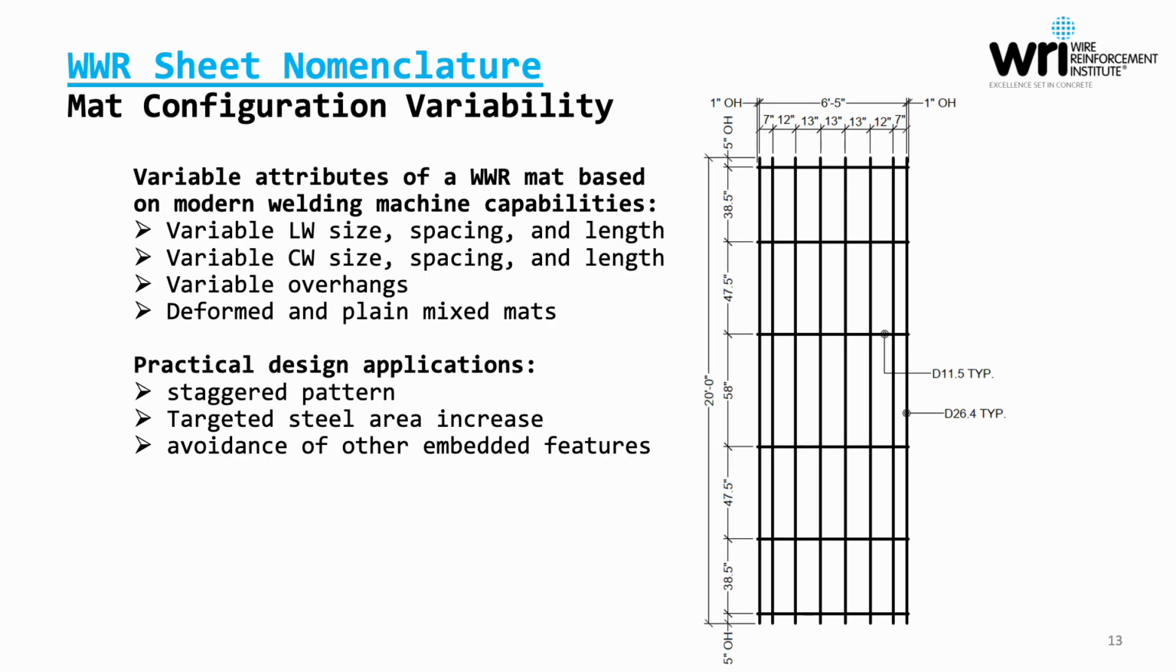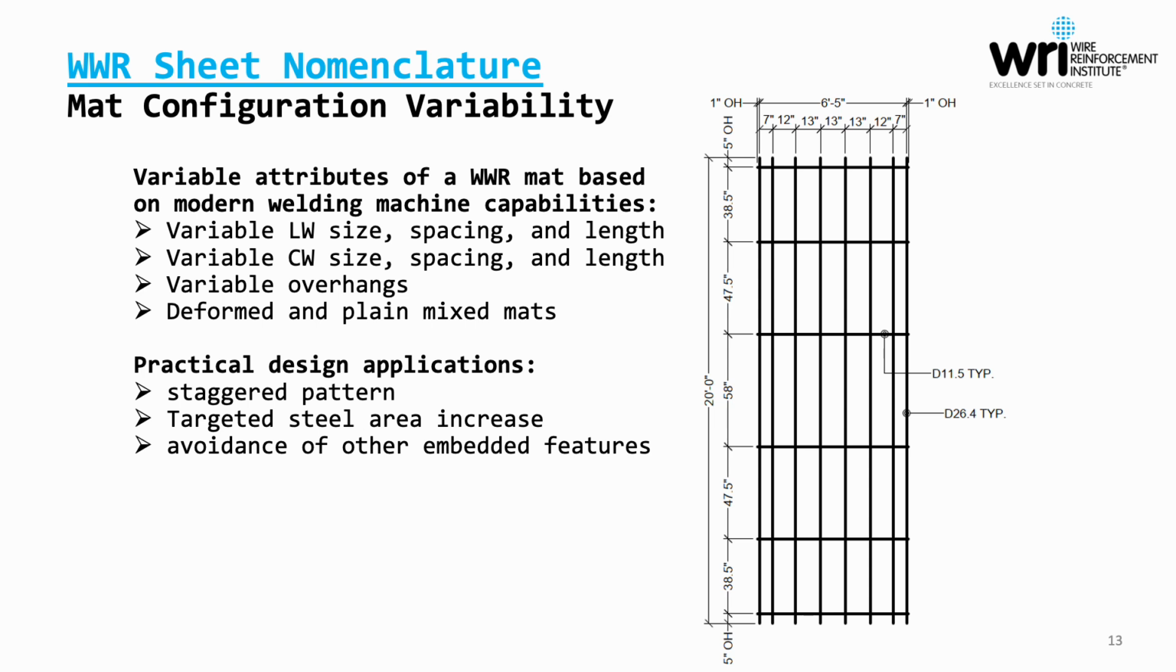So, mat configuration variability. Modern equipment is able to produce welded wire reinforcement mats just based on the modern aspect of the welding machines themselves. On a given mat, you can have variable line wire sizes, spaces, and lengths. The same goes for the cross wires. You can have variable overhangs, and you can actually mix deformed and plain wires on the same mat.